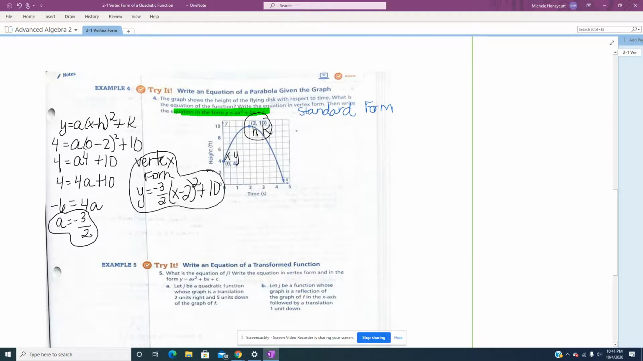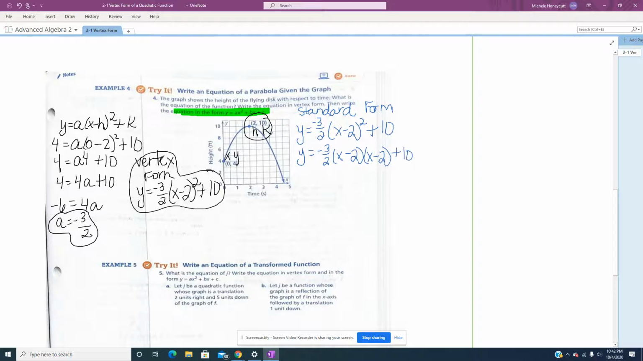So I'm going to copy the problem down, y equals negative 3 over 2 times x minus 2 squared plus 10. The algebra being, I need to simplify all of this out. Whenever you're doing algebra, make sure that you follow order of operations. x minus 2 squared tells me I need to square x minus 2 first. And when you square x minus 2, that means you write it out twice, and then you multiply that together.